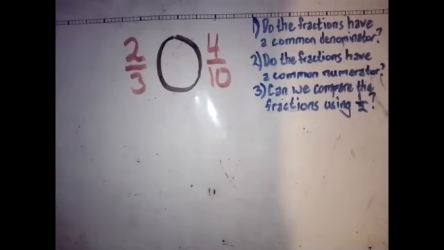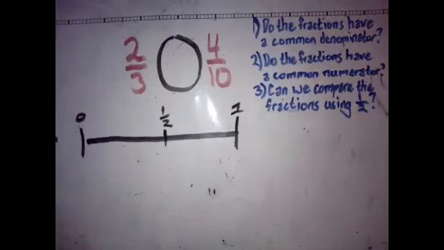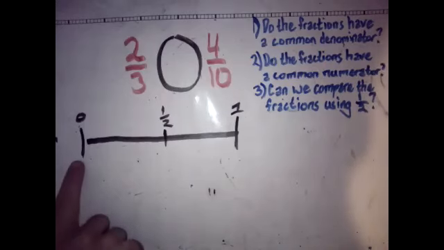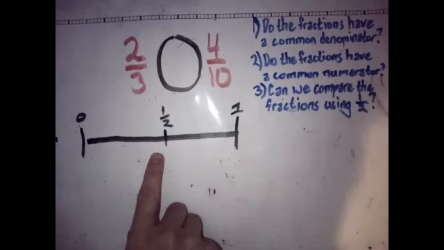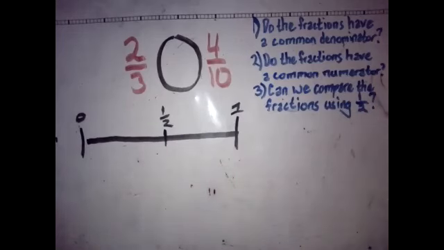So I'm going to start off with a number line. And here is my number line, between 0 and 1, with the halfway point, 1/2, marked. And now I'm going to think about both of my fractions.